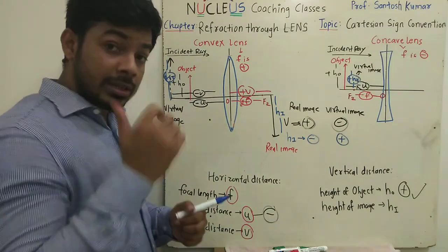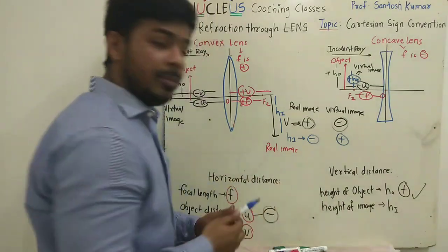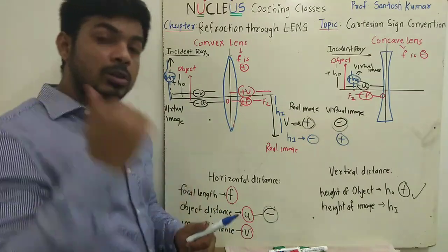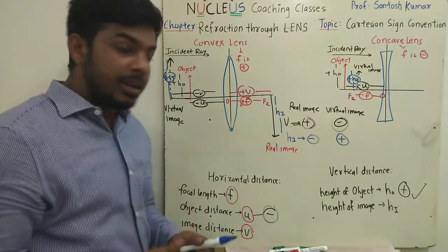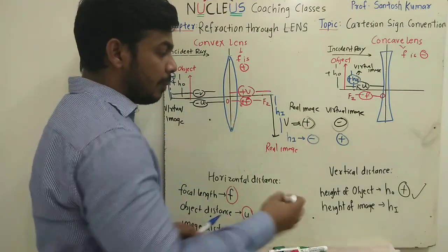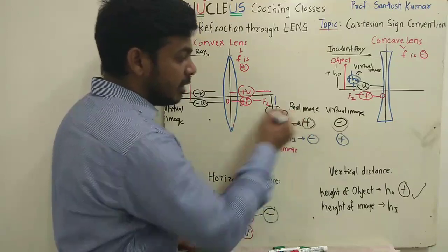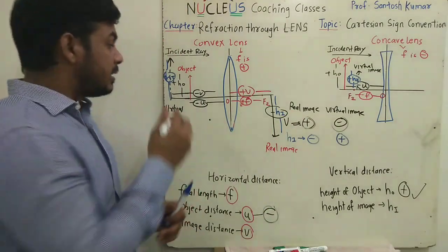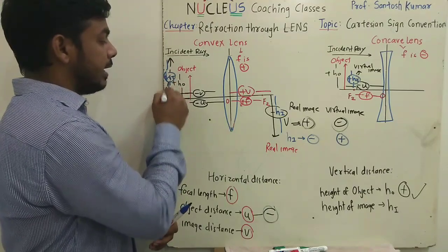If I talk about the vertical distance, that is height of image, if it lies above the principal axis, it is positive, below the principal axis, negative. And we know that real image is always inverted, so it lies below the principal axis, so this will be taken as negative. Whereas for virtual image, it lies above the principal axis, so this will be taken as positive.